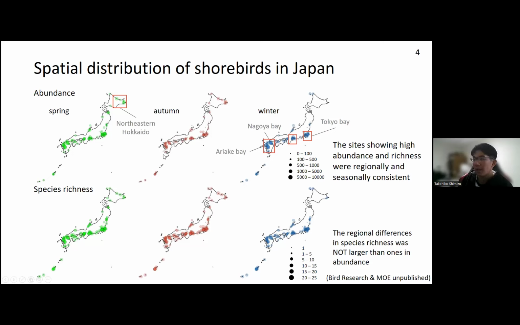And additionally, in spring and autumn migrating seasons, the northeastern part of Japan called Hokkaido shows high abundance and species richness. So these regions are important stopovers. And then finally, the regional differences in species richness were not larger than those in abundance. So this means that many species depend on broad areas across Japan in migration, despite small individuals.